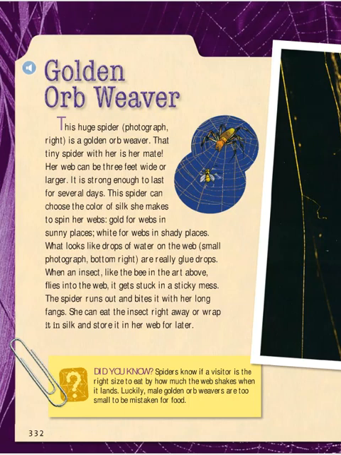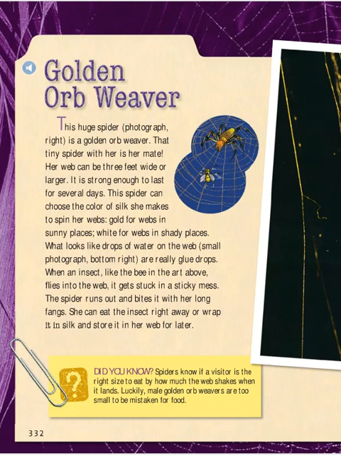What looks like drops of water on the web, small photograph bottom right, are really glue drops. When an insect, like the bee in the art above, flies into the web, it gets stuck in a sticky mess. The spider runs out and bites it with her long fangs. She can eat the insect right away or wrap it in silk and store it in her web for later.